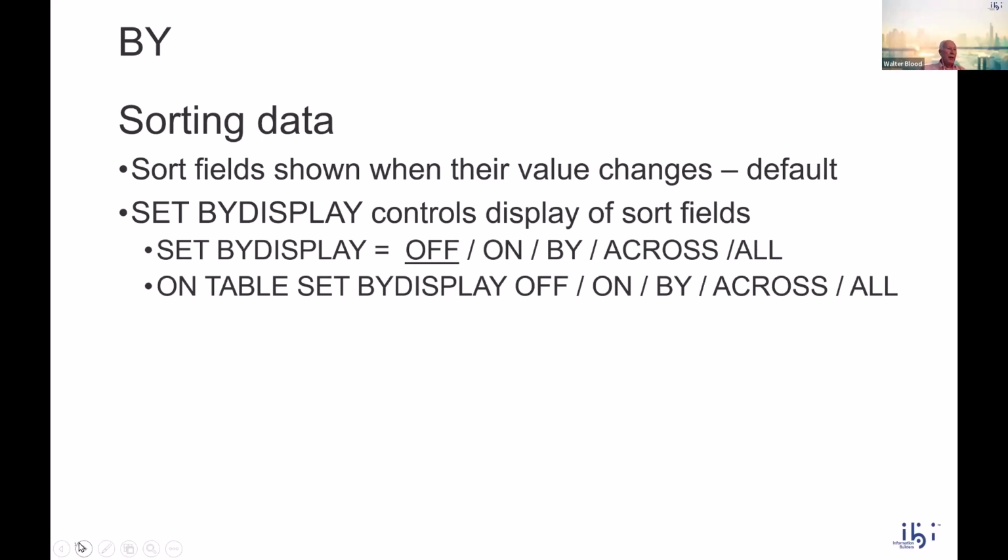That command basically has 5 settings. OFF, which is the default, which is why you don't see anything there. ON and BY, which are exactly the same thing, will show the value on a BY sort. ACROSS will show you only the column value, only for an across, or ALL, which shows you both BYs and ACROSSes and fills those in.